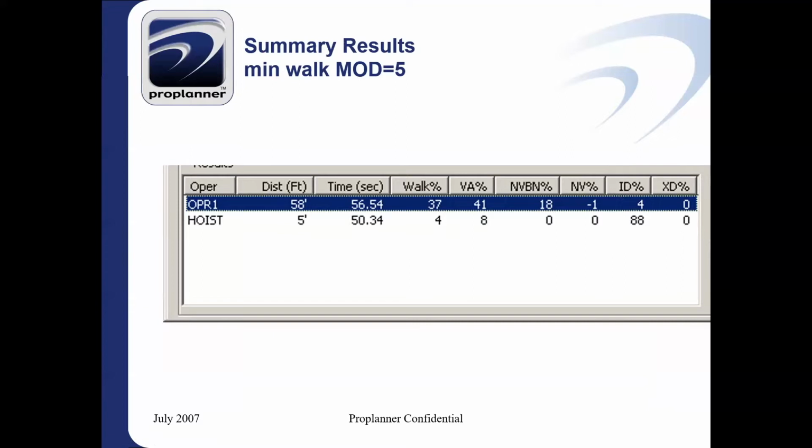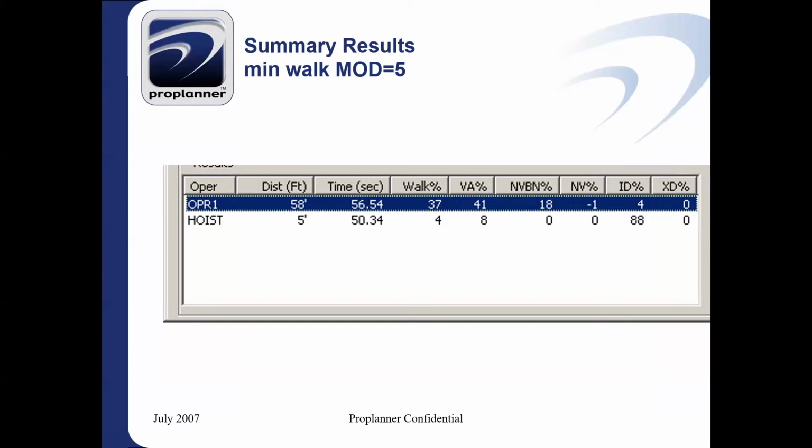So internal delay would mean that the operator is actually waiting on a resource. So you can see in this case, the operator waits on the hoist becoming available 4% of the time. The hoist in this case waits on the operator 88% of the time. Obviously, we don't really care about how much time the hoist is waiting, unless of course the hoist is a critical resource, and we have a classic man-machine problem where we may have multiple people working to keep that machine busy.